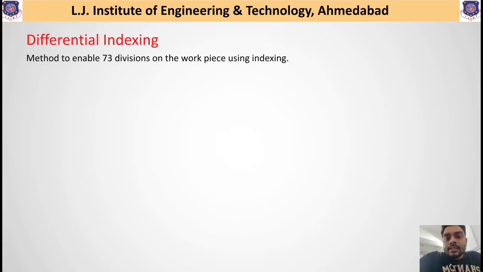Now the second one, that is simple or plain indexing, and that method is valid up to 40 number of holes. If the number is more than this, then the simple or plain indexing method cannot be used.